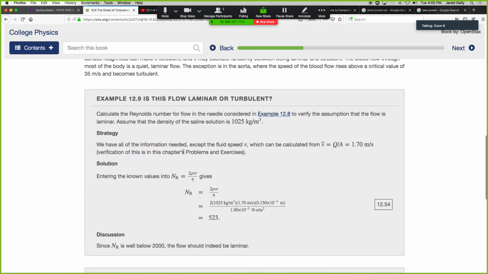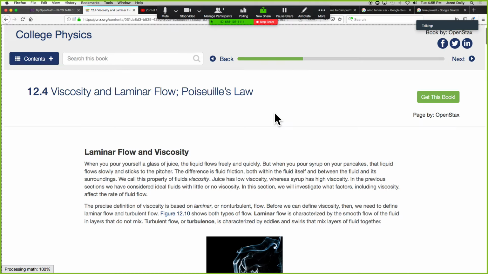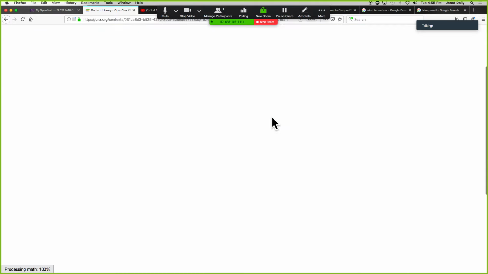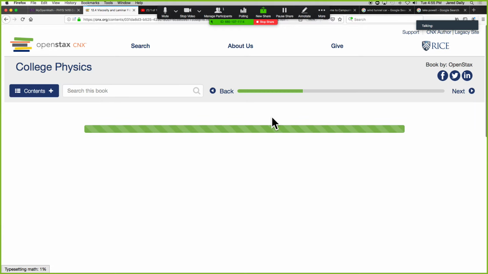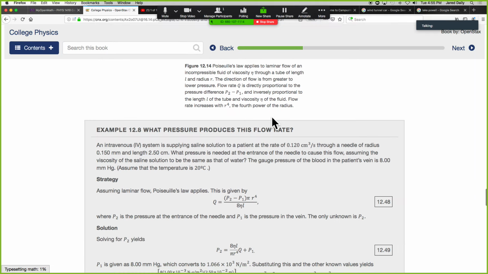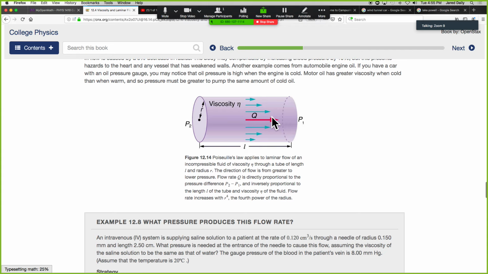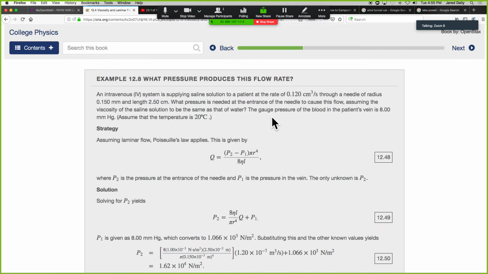So here they want to calculate the Reynolds number for the flow in the needle considered in example 12.8. Verify the assumption of flow is laminar. Assume the density of saline solution is 1025 kilograms per meter cubed. I don't remember what this is. Oh, right. This is when they were putting the saline solution in the patient. And we didn't actually talk about it. We just kind of talked about the equation they were using.